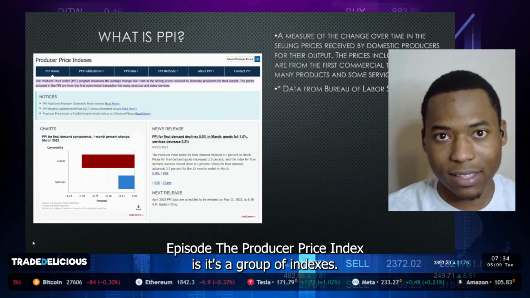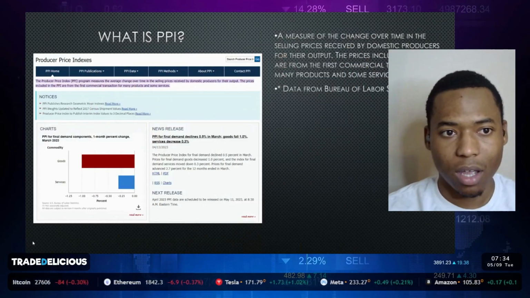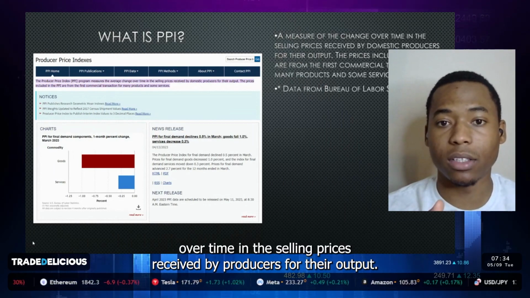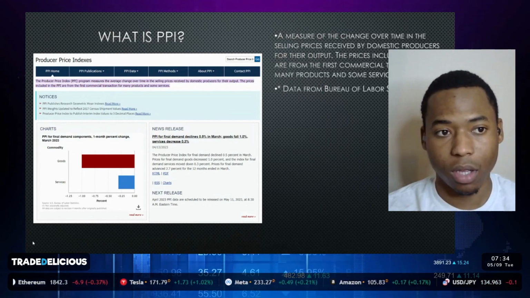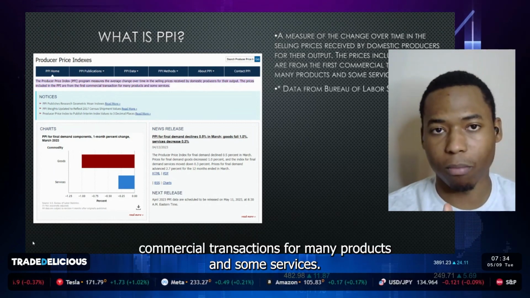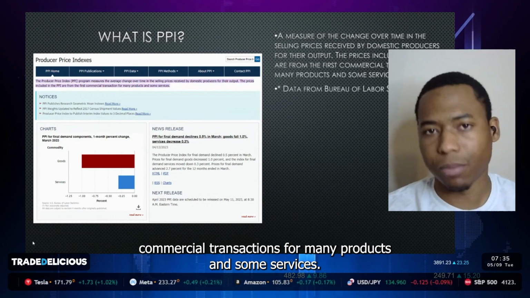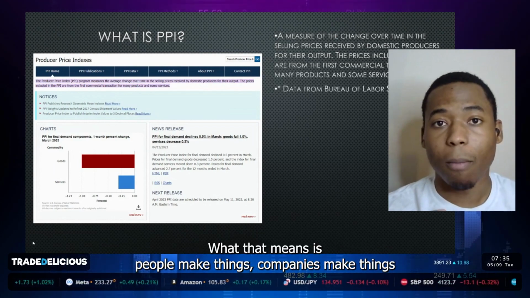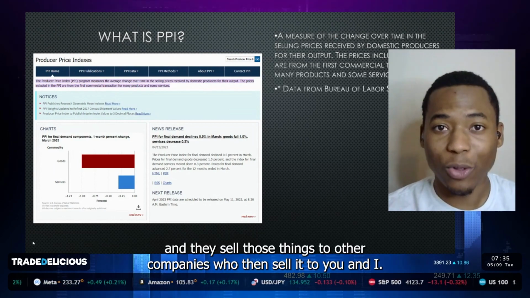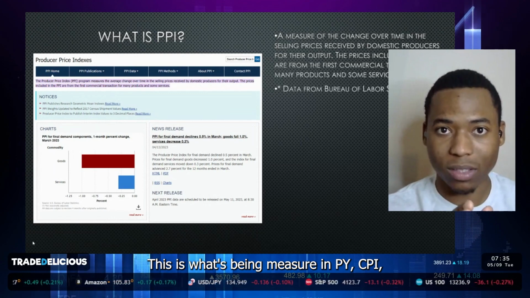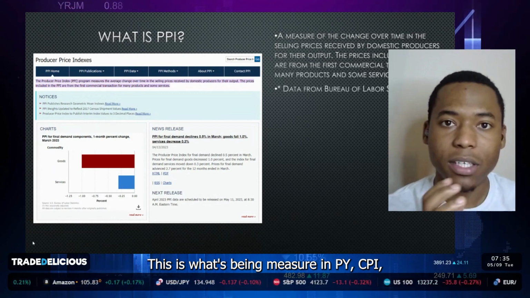The PPI is the producer price indexes. It's a group of indexes that measures the average change over time in the selling prices received by domestic producers for their output. The prices included in PPI are really from the first commercial transactions for many products and some services. What that means is companies make things, and they sell those things to other companies who then sell it to you and I. This is what's being measured in PPI.